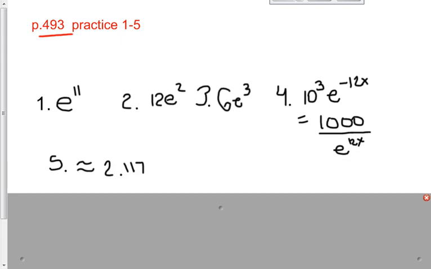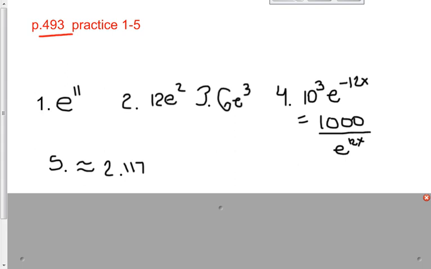And then here's my chicken scratch for the answers. e to the 11th, number 2, 12e squared. Number 3 is 6e to the 3rd. Number 4, when you go backwards, 10 to the 3rd, e to the negative 12x. The negative 12 will flip to the bottom. 10 to the 3rd is 1,000, and then over e to the 12x.